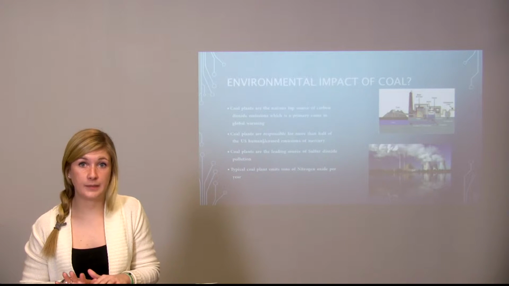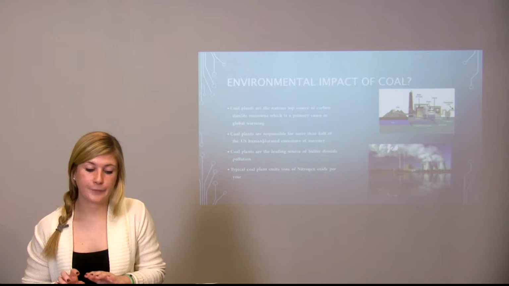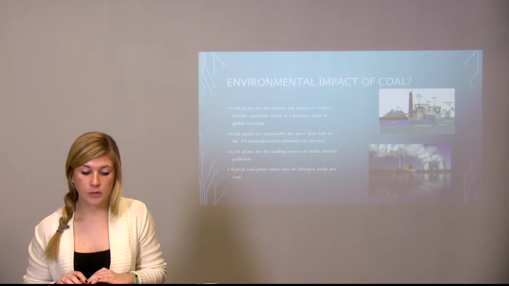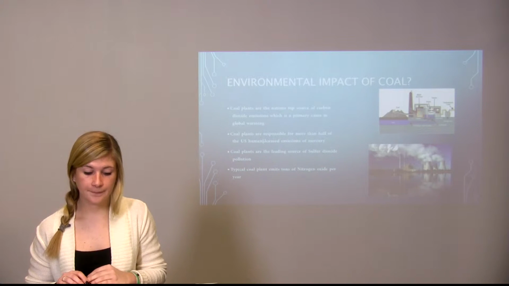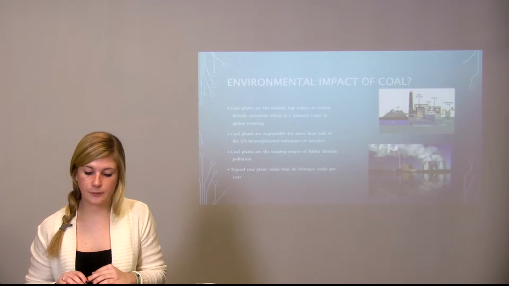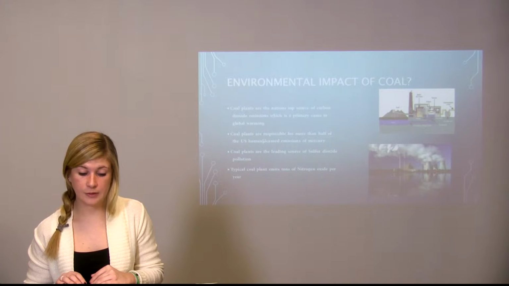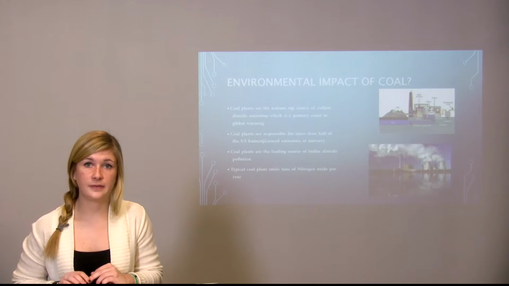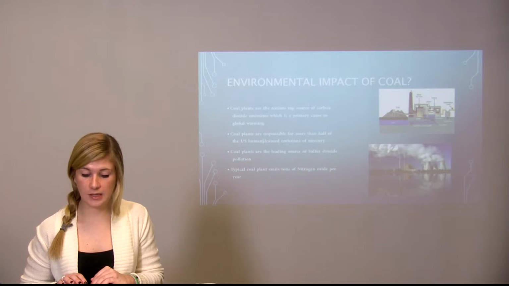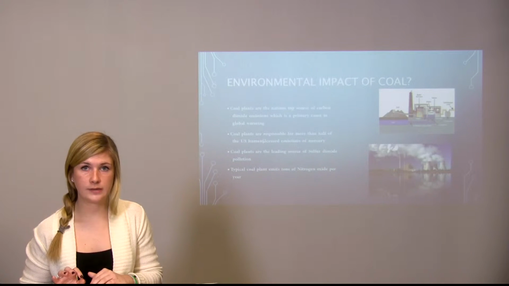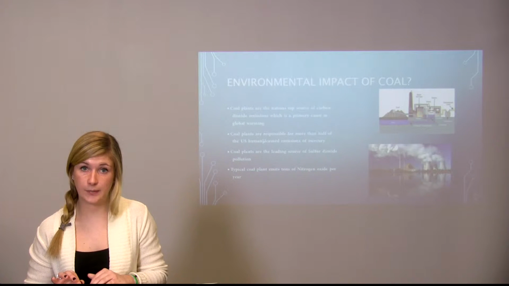So, some of the environmental impacts of coal plants. Coal power plants are the nation's top source of carbon dioxide emissions, which is a primary cause of global warming. Coal plants are responsible for more than half of the U.S. caused emissions of mercury, and they are the leading source of sulfur dioxide pollution. A typical plant emits around 10,300 tons of nitrogen oxide per year, and a burning coal power plant is the leading cause of smog, acid rain, and toxic air pollution.